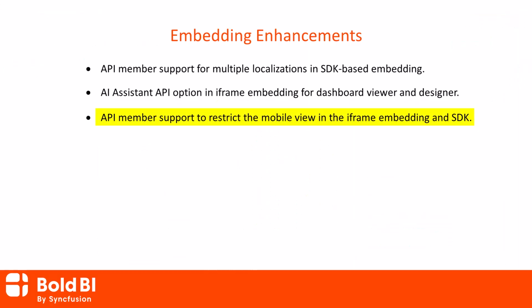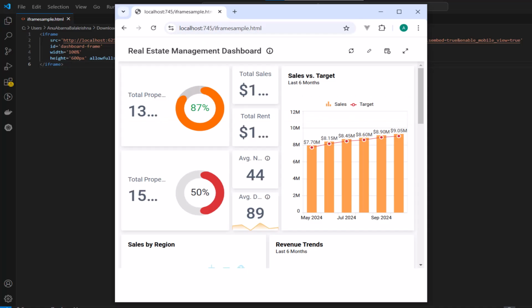Last is the new API member support to restrict the mobile view in the iframe embedding and SDK. This feature allows you to control the display of dashboards, ensuring they remain in desktop view even when the screen size or browser width falls below the mobile view threshold.